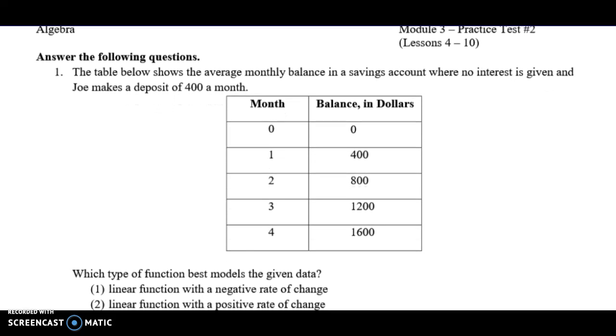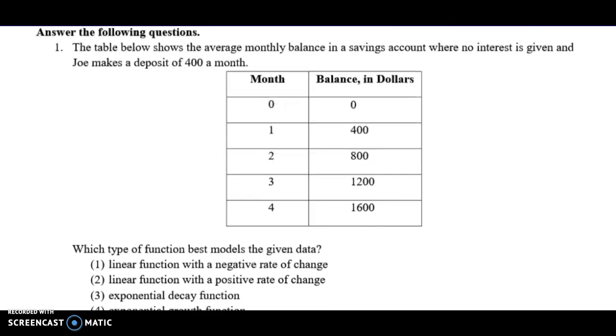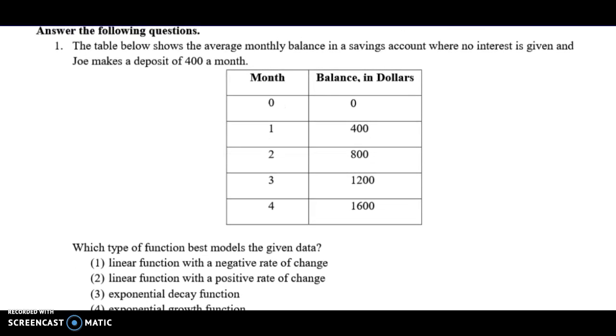So this first one, the table below shows the average monthly balance in a savings account where no interest is given and Joe makes a deposit of $400 a month. Which type of function best models the given data? So we can go back and examine our table. We also can examine the information in the question. We know it's the average monthly balance in the savings account. No interest, meaning no percentage. And that he's making a deposit, the same amount, $400 every month.